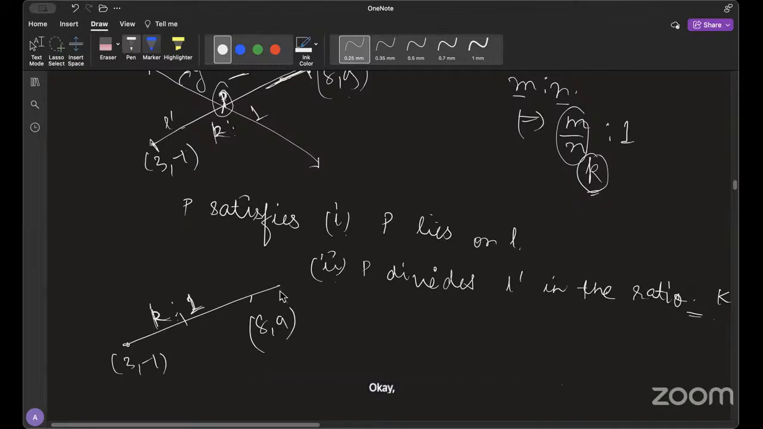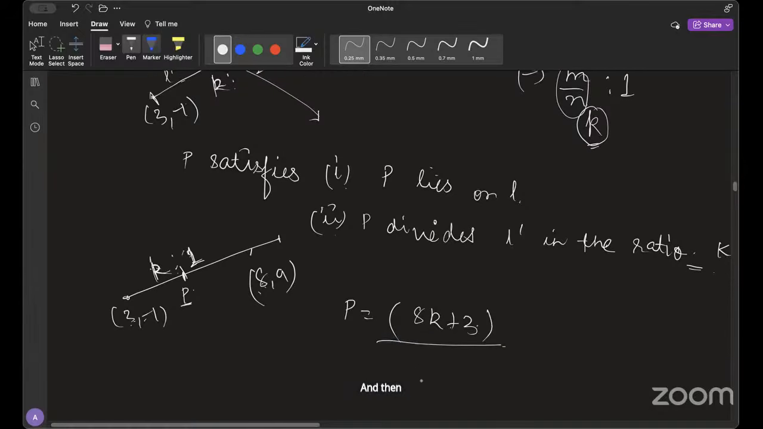Okay, there are a lot of approaches to this question, but the easiest one would be you just find this point P in terms of k. How do you do it? Your point P is going to be, if the ratio is k is to 1 and these two are points, you do 8k plus 3, right? 1 into 3, 8 into k. You cross multiply these with the x coordinates.